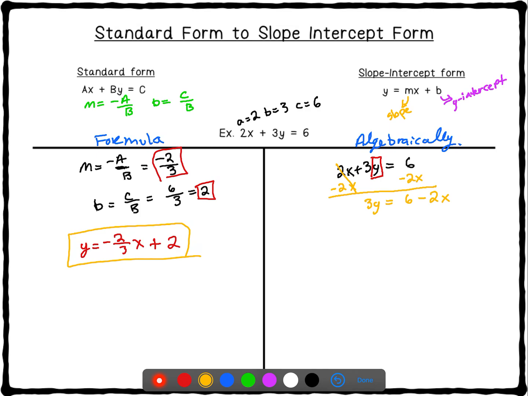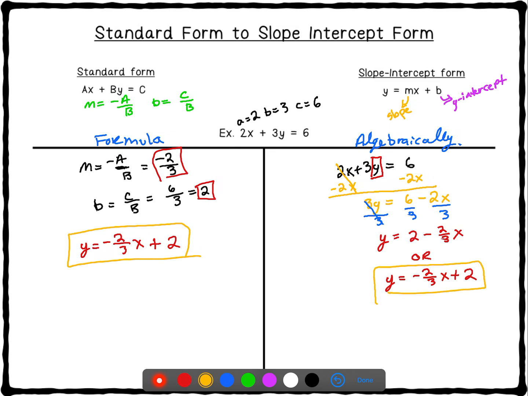And from here, we divide by 3. Because this is multiplication, the inverse of multiplication is division, which is why we divide the left side by 3. And then we divide each term on the right side by 3 as well. 3 divided by 3 is just 1. So we're left with y equals 6 divided by 3 is 2 minus 2 over 3x. Or we can flip this around by the commutative property and just say negative 2/3 x plus 2. And these are the same answers. So that's how we go from standard form to slope-intercept form in a linear function.